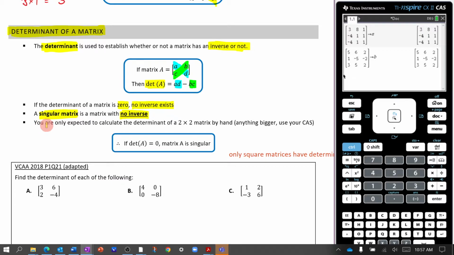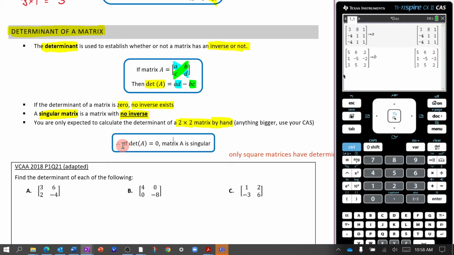Let's keep on reading here. It says, you are only expected to calculate the determinant of a 2 by 2 matrix by hand. Anything bigger, use your CAS. So you'll only be expected to do this right here for a 2 by 2 matrix by hand. Anything else that's bigger, you can just use your CAS for it. So you do need to know how to do this by hand, but only for a 2 by 2 matrix.